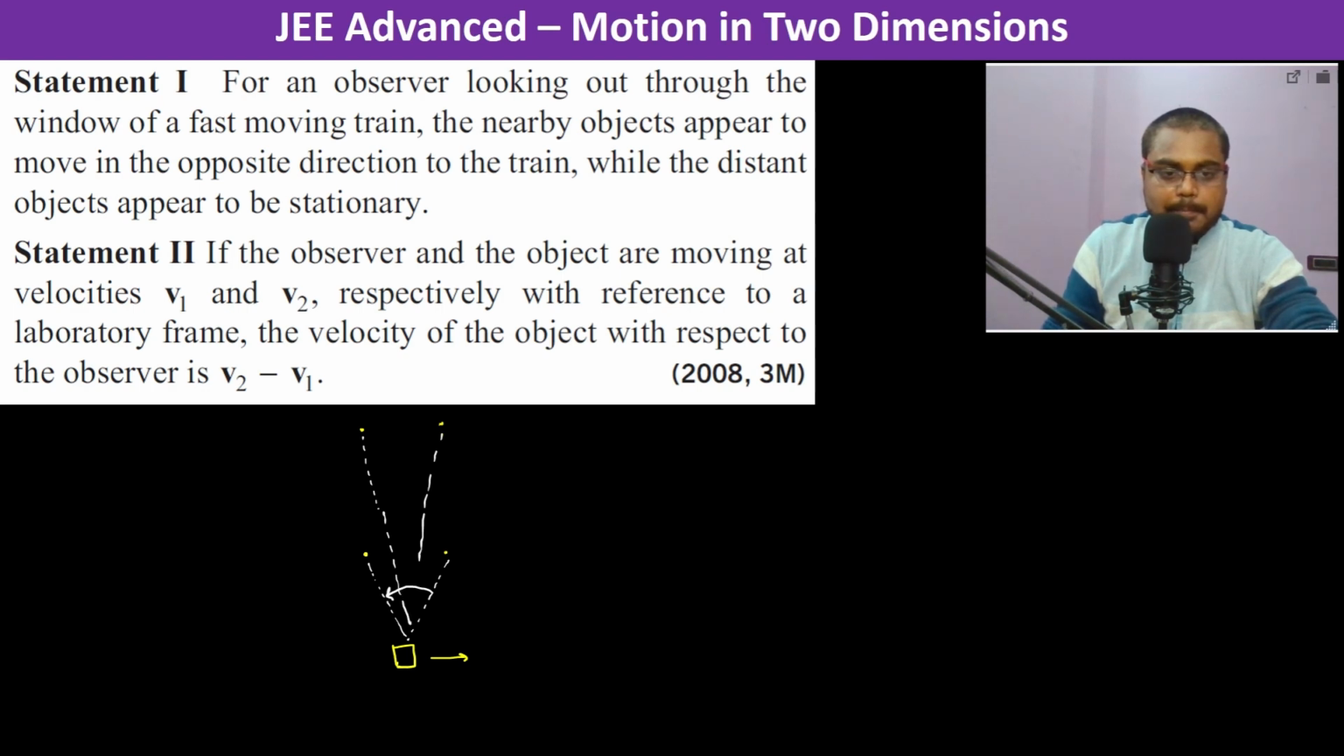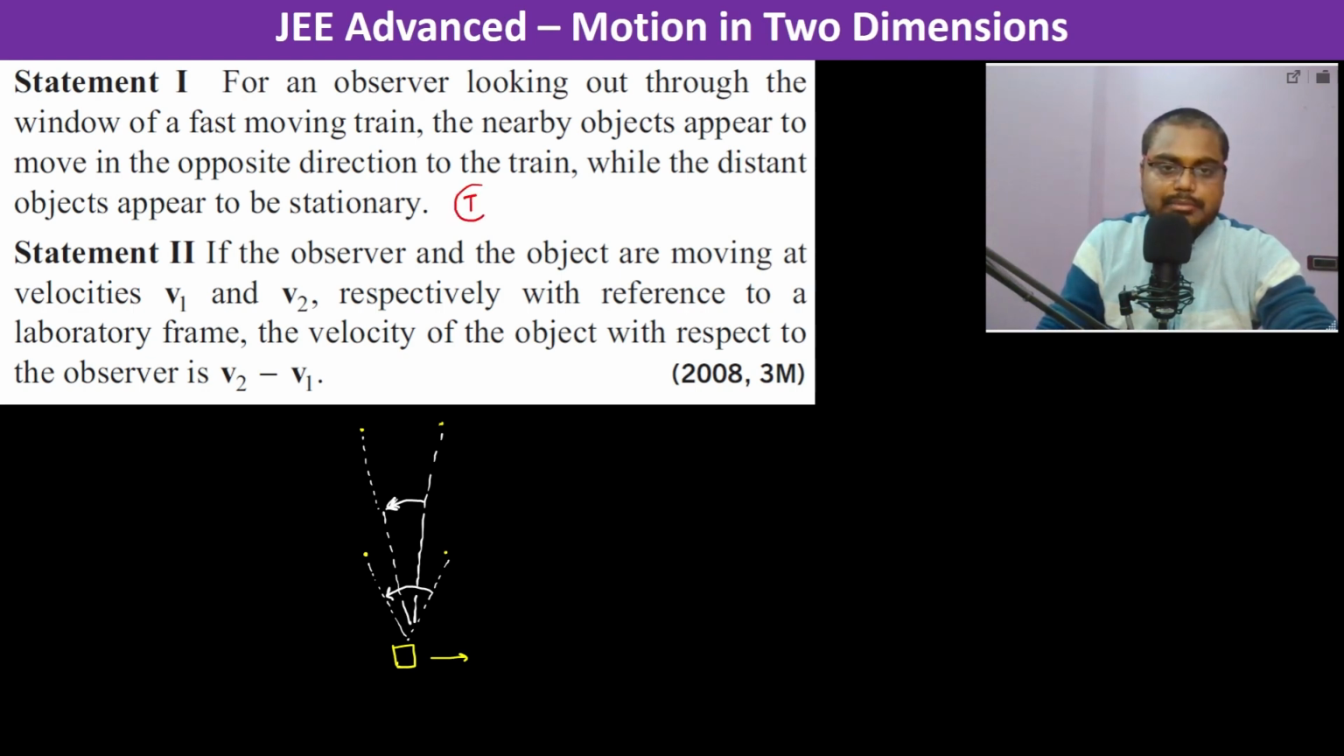Okay, so we see that this nearby object is covering a greater angle than the distant object, because the angle covered by the distant object is less. So therefore the distant object appears to be stationary, or it appears to move with less velocity, because the angle with which it moves is less. Okay, so statement 1 is true.